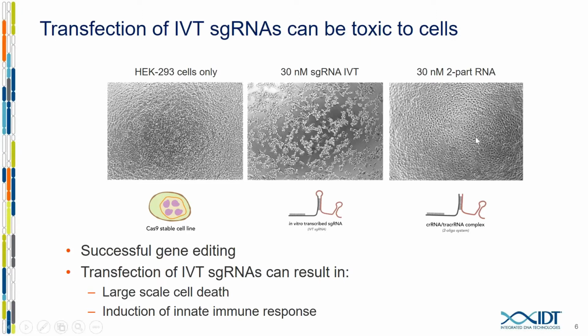Now, if you look at the right side panel, here we've taken the same targeted guide, but instead of an sgRNA, we're using a chemically synthesized two-part system. And you can see these are largely indistinguishable from the cells only. And I'd point out that despite the differences in toxicity, both of these experiments produced equivalent levels of gene editing. So they both work, it's just we see evidence of toxicity for the IVT-produced sgRNA.